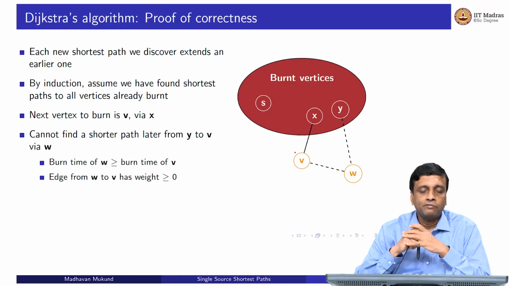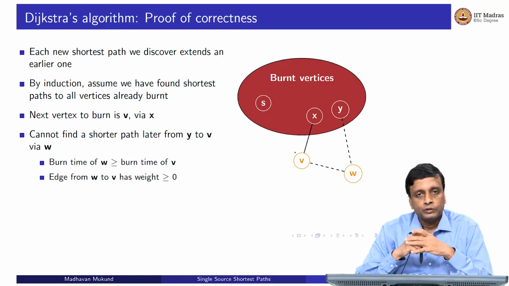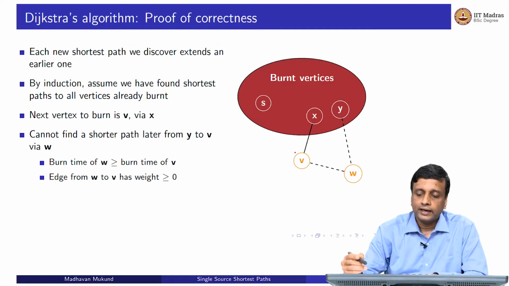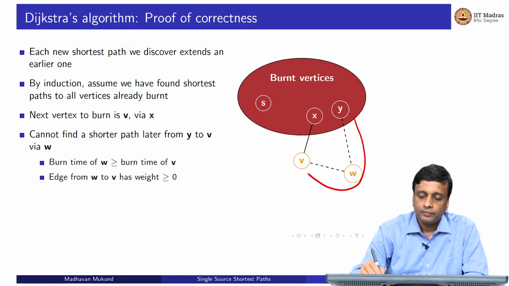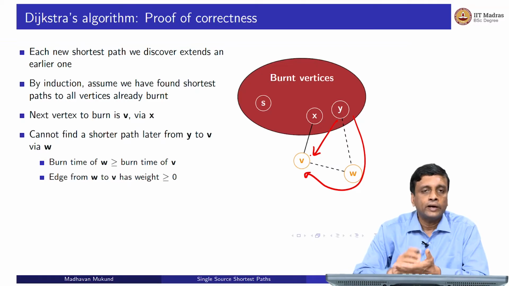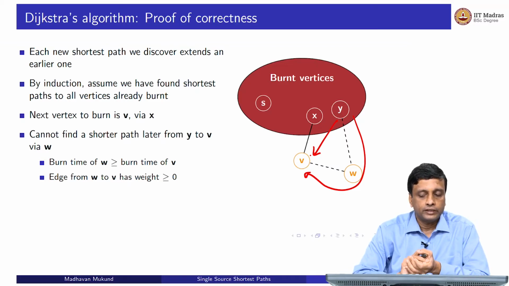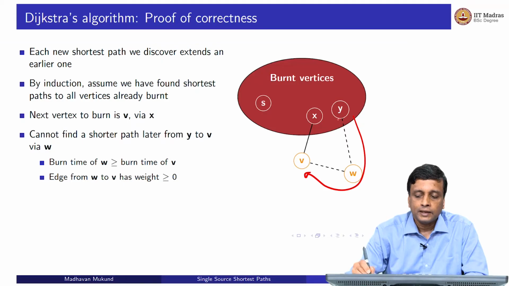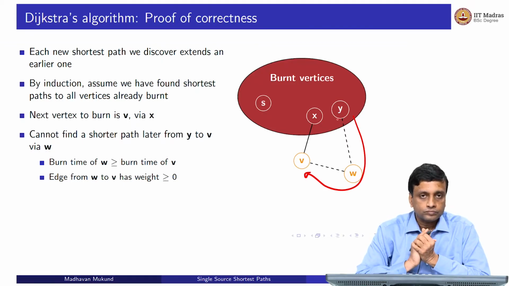So at the time when we decide to burn V, we should rule out the possibility of getting this kind of a fire. It cannot come directly from Y to V, because if it was from Y to V, I would have chosen Y instead of X to update the time of V. So there must be some indirect path which I don't know of now, which causes V to burn faster than if I burn it from X, and we have to say that this cannot happen.